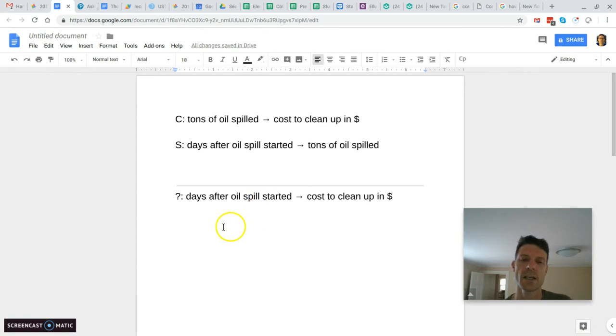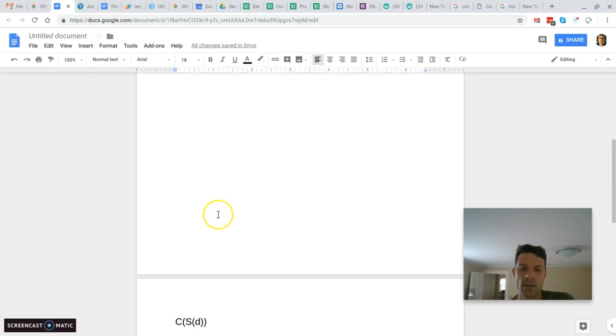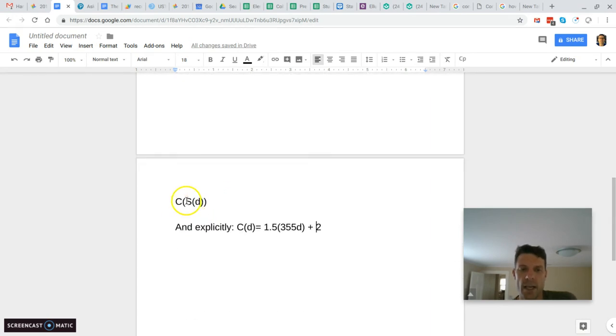So that lets us say, well, if I put S into C, if I compose it, if I take S first on the days and then I take C on the output of the S function, then I should get the cost to clean up. And mathematically, that looks like this. I'm putting the S function inside the C function. Note that my domain is the days, and my output is going to be C's output, which is cost.